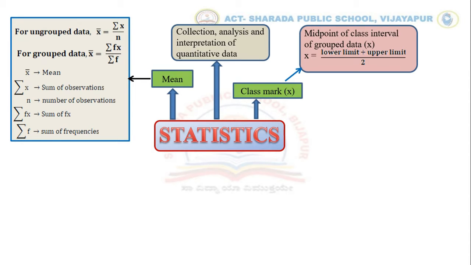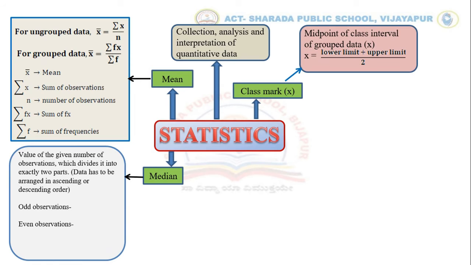Next measure of central tendency is median. The value of the given number of observations, which divides it into exactly two parts, is called the median. So we are studying only the ungrouped data to calculate the median.